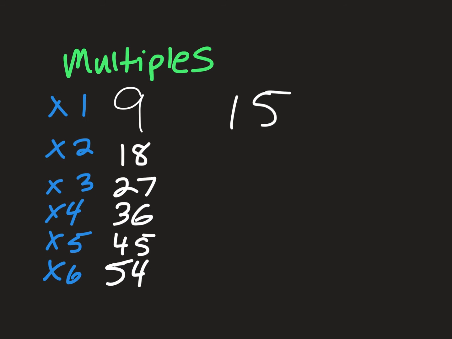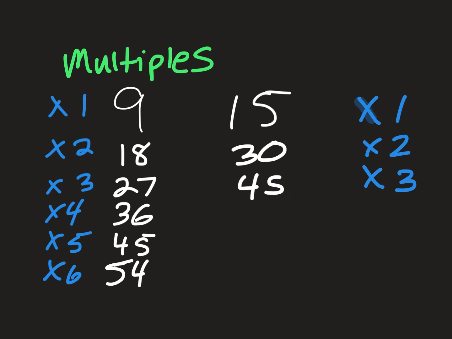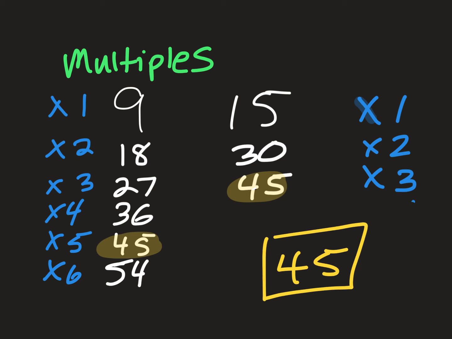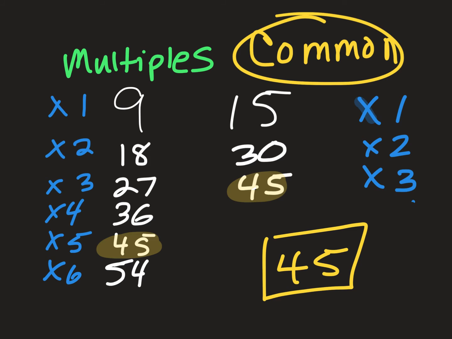Okay. And now let's do 15. So 15 times 1 is going to be 15. 15 times 2 is 30. 15 times 3 is 45. 15 times 4 is, oh, actually I can stop, can't I? I don't even need to go any farther because here is one that they have in common. So problem number 1, the least common multiple is 45. So that's the one they have in common.